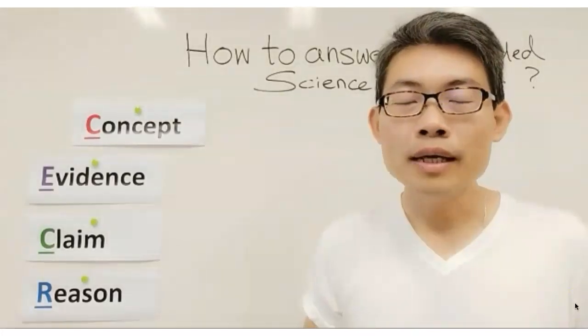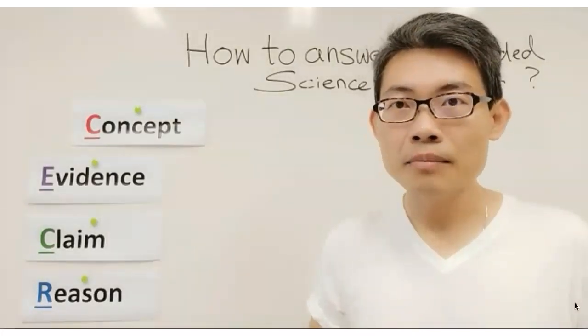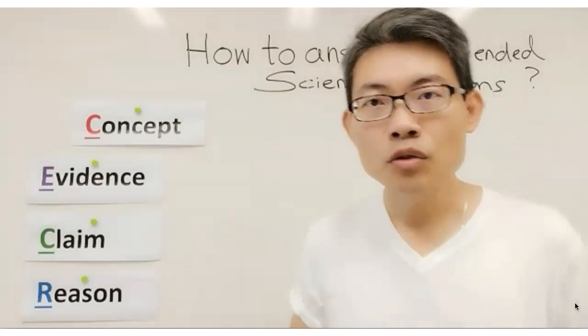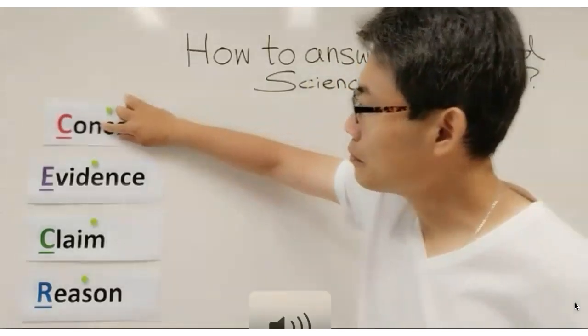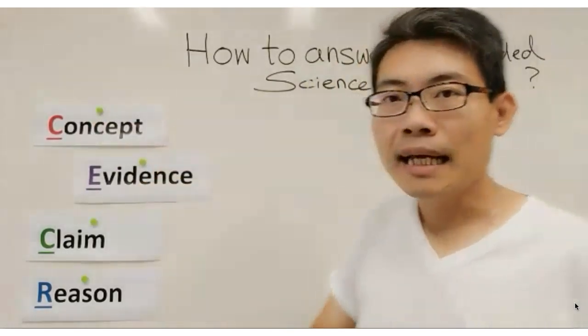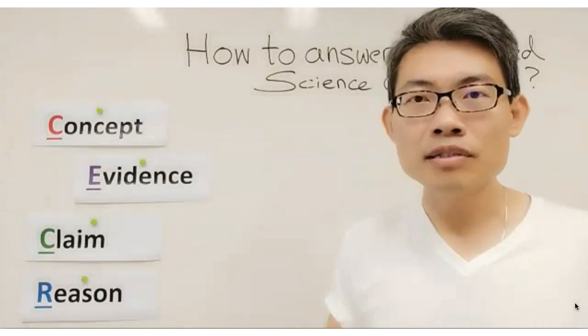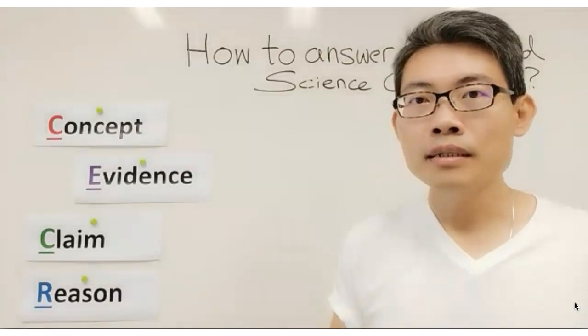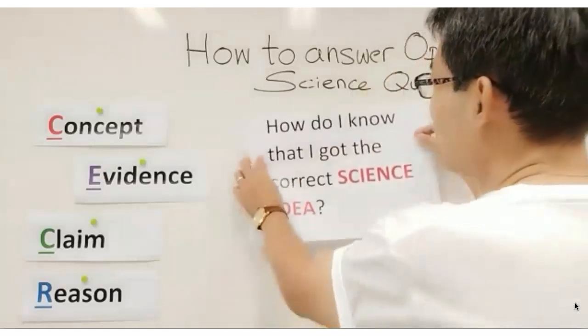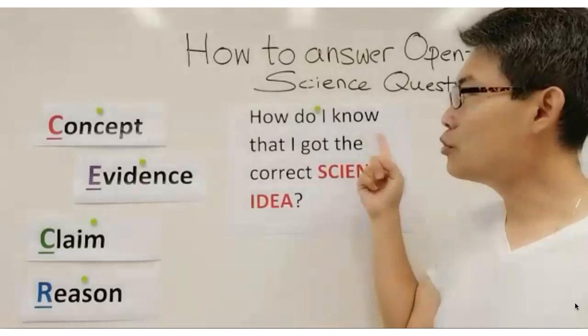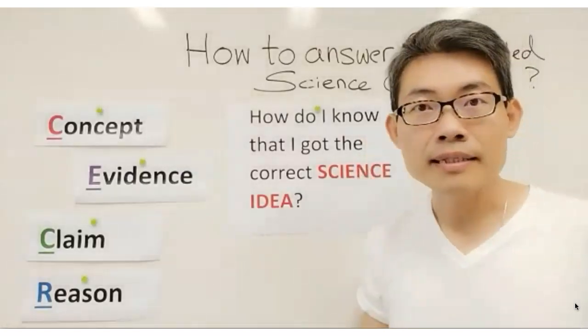How would you know that you have gotten the correct concept? Sometimes that could be confusing, isn't it? Well, you need to look at the evidence. And if the evidence points to you that this is exactly the concept that you think the question is asking you, then you're right. Basically, the evidence helps you understand how you know if you have gotten the correct science ideas.